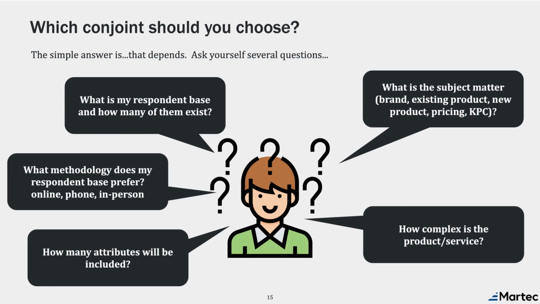So if we have a small universe where only 100 companies and maybe 200 people would have insights into this specific product, then you may have to go via phone, because online might not work that well, which leads you to the CBC option. If you have a large universe of potential respondents, it opens up more options to you.